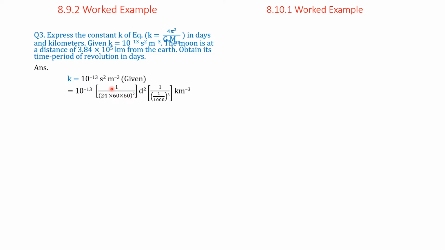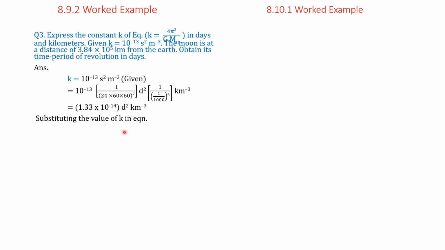And m to the power of minus 3, we have to convert meters into kilometers. Therefore, it is 1 into 1 by 1000 whole cube. That is m to the power of minus 3. That is why 1 over 1000 whole cube. So that is meters converted into kilometers, kilometer to the power of minus 3. Therefore, simplifying, we get the answer as 1.33 into 10 to the power of minus 14 day squares per kilometer cube.